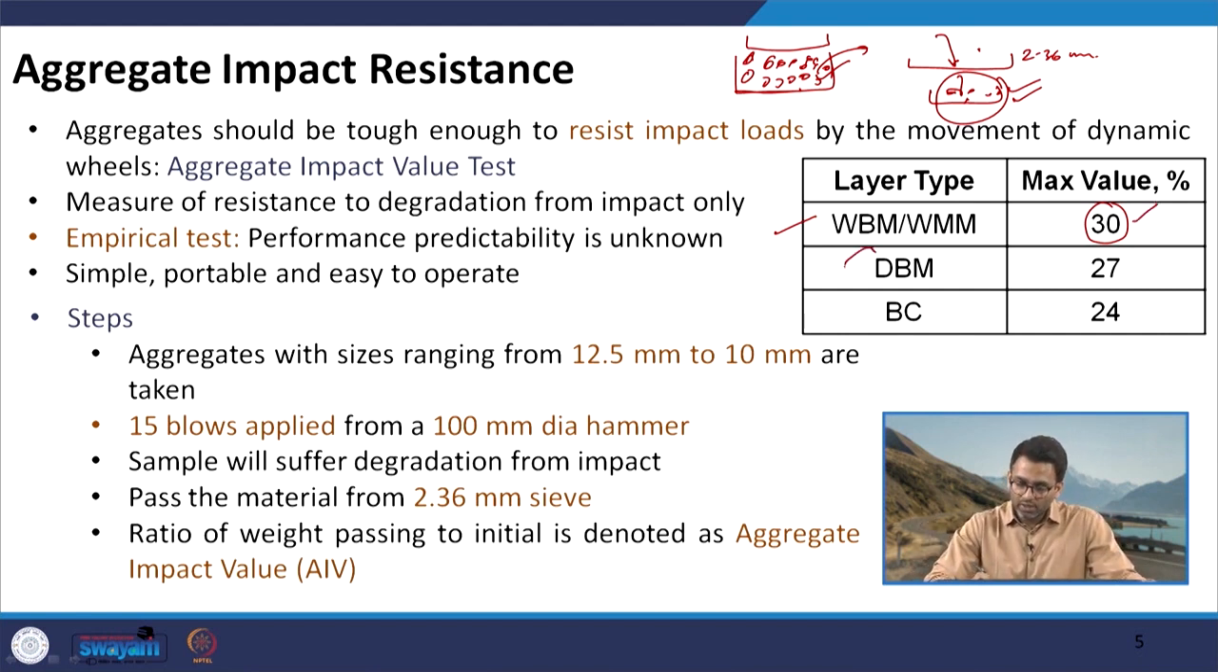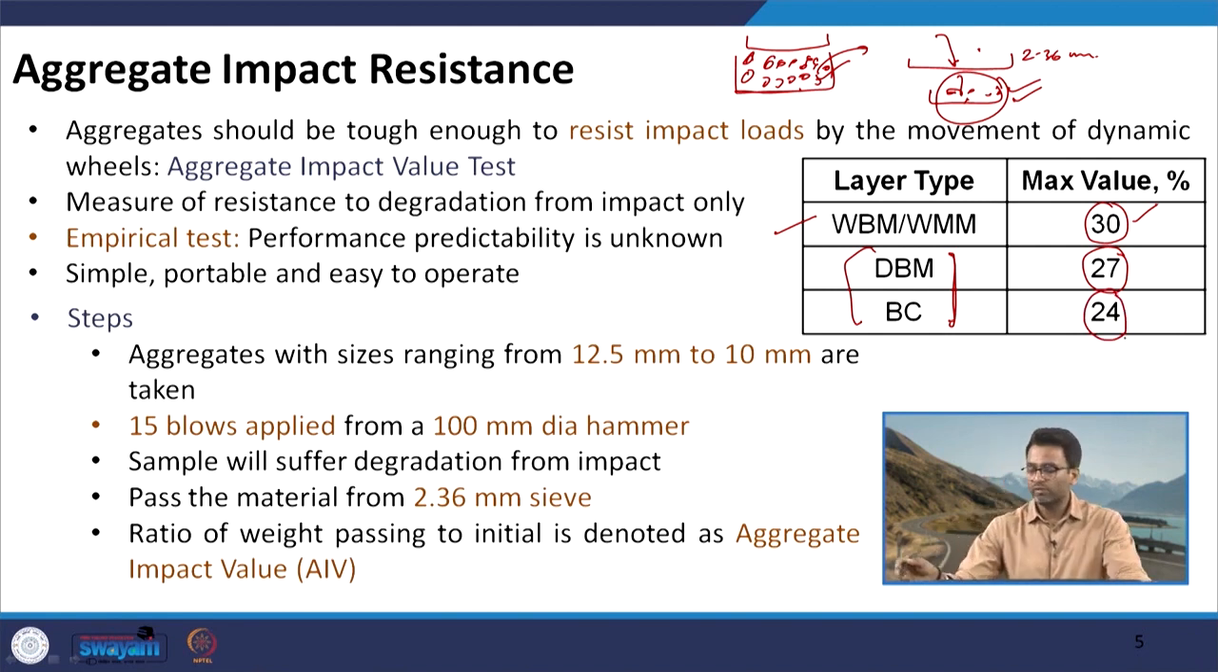But for surface layers and binder courses like dense bituminous macadam and bituminous concrete, these are typical bituminous layers used in the construction of flexible pavement in India, and you can see that DBM, which is a binder course, has a limiting value of 27% maximum, whereas bituminous concrete, which is typically placed as the wearing course or the surface layer, has a limiting value of 24%.